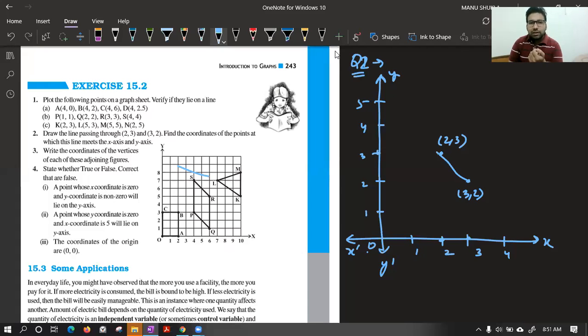They are asking find the coordinates of the points at which this line meets the x-axis and y-axis. So we have to extend the line. You will use a scale to extend the line like this, and you will see at which point it is cutting the x-axis and at which point it is cutting the y-axis. That will be your answer. Please tell me what answer you got. At which point is it cutting the x-axis?